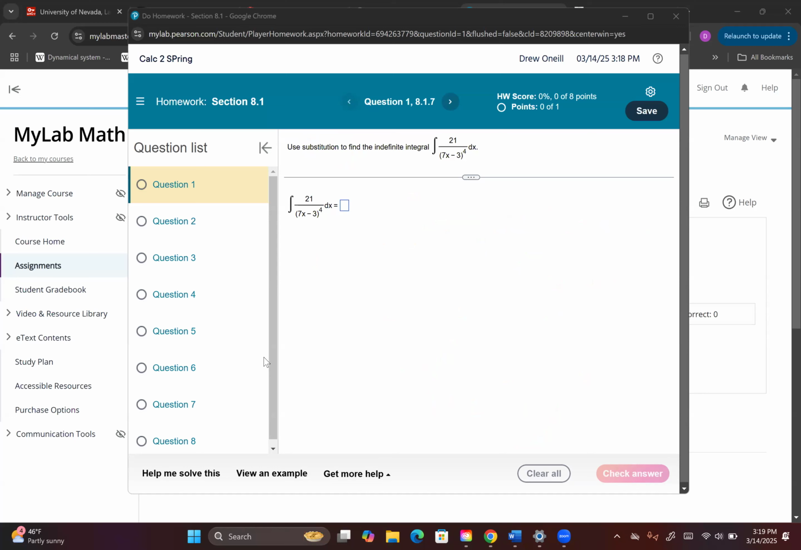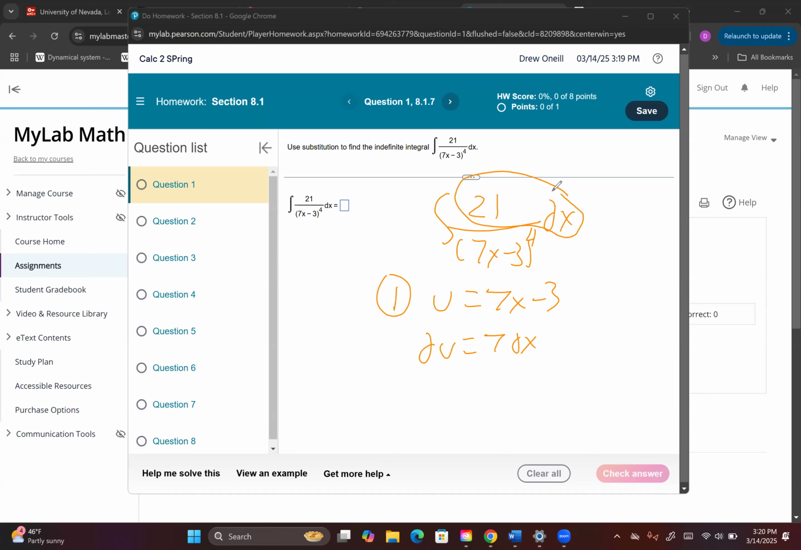So in this problem, and again, to me, it's going to be a little more obvious having done a bunch of these, but if you can see it, we want u to be 7x minus 3. Why? Not necessarily because that leaves us with a good du. No. We want to let u be 7x minus 3 because du would be 7 dx, and we kind of have that here. Okay. Now we don't have that exact thing.